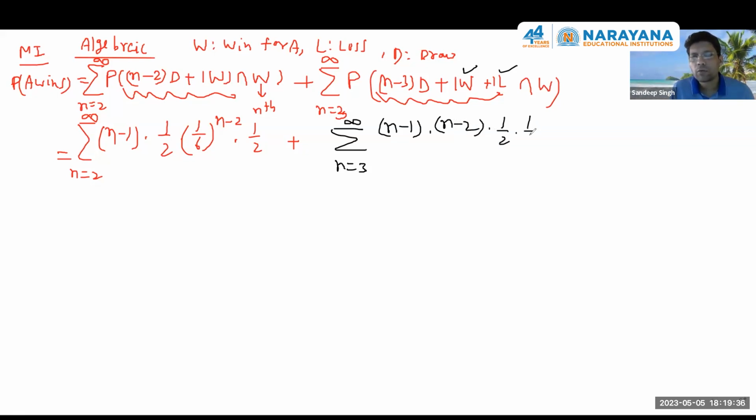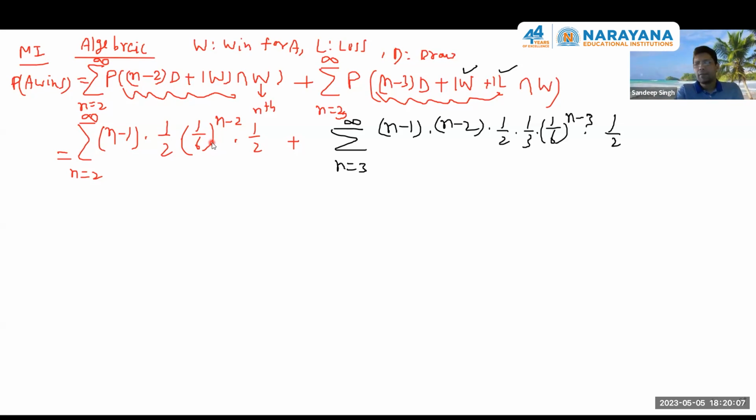1 by 2, 1 by 3. This is win and loss. 1 by 2 is win, 1 by 3 is loss. And how many draws are these? See here, n minus 3. So I'm putting the power of 1 by 6. Getting the point? n minus 3. And last I'm writing 1 by 2. This 1 by 2 corresponds to the last win, because only when the last win happens will the tournament be won. So in this way, who will be the winner of the tournament? Mr. A will be the winner.